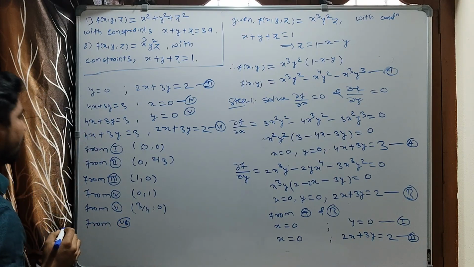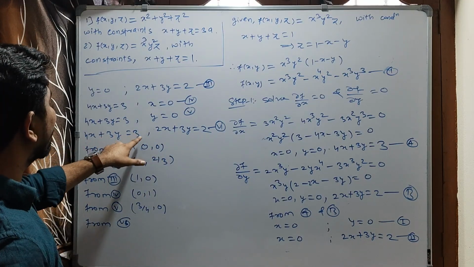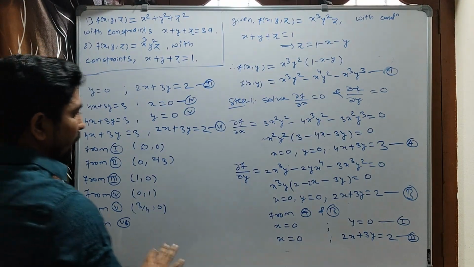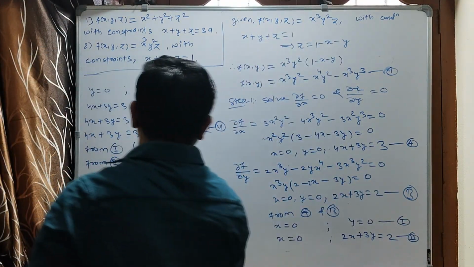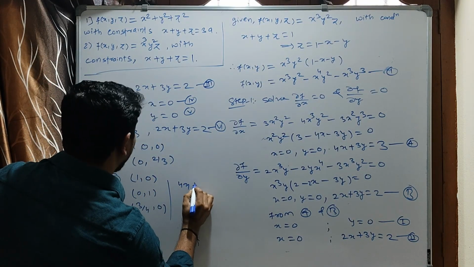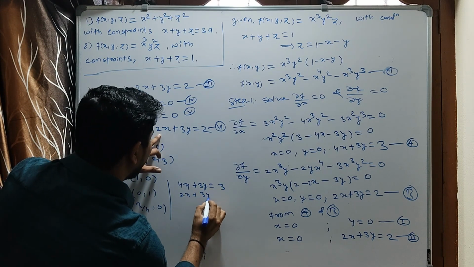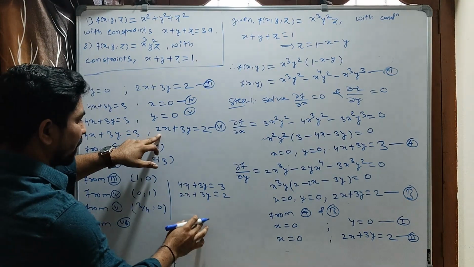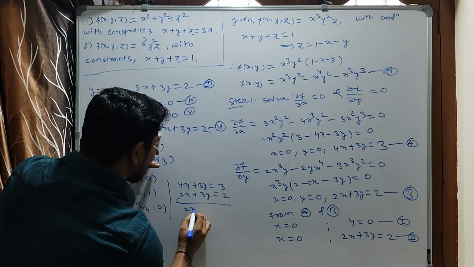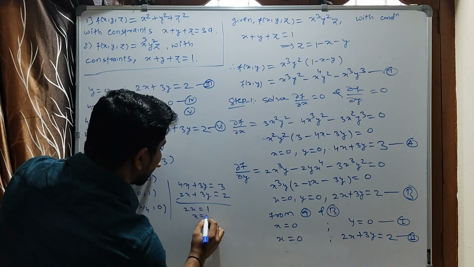From Roman 6, you want to solve these two equations, 4x plus 3y equal to 3 and 2x plus 3y equal to 2. I don't have space here, so I will solve here and write the value after that. Just subtract the equations, you will get 2x equal to 3 minus 2, which is 1, therefore x equal to 1 by 2.